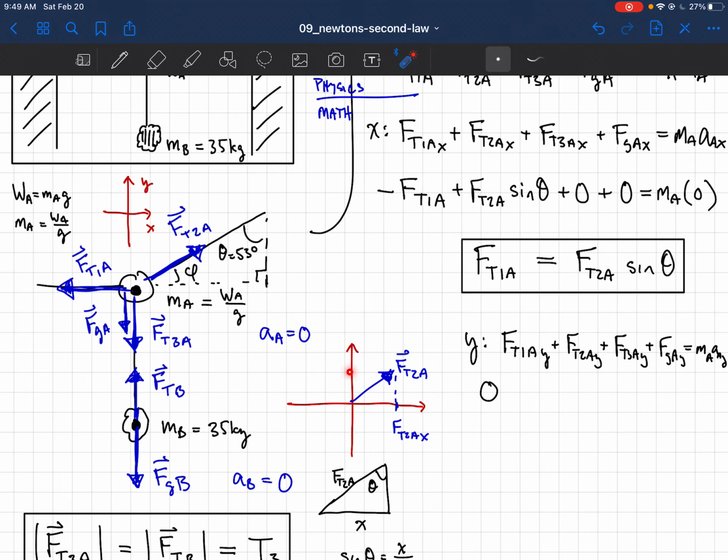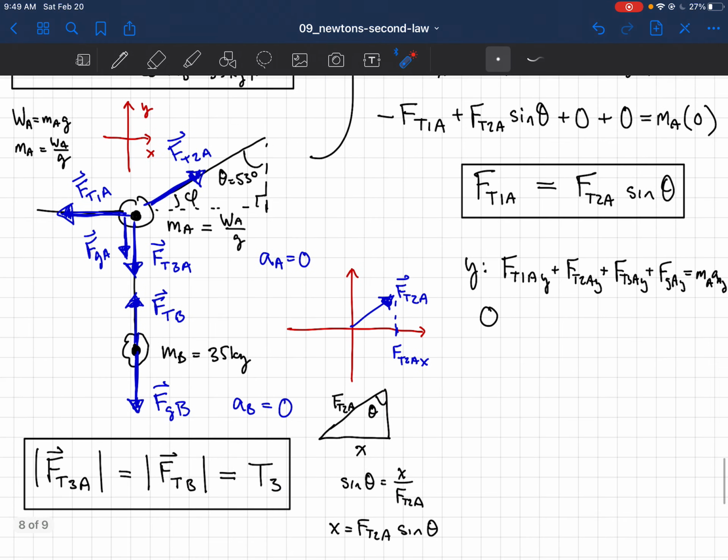FT2Ay, well, that was this vector. It has a positive y component. That's going to be this number right here, and that will be found from this side. So that means if this was a sine theta equation, then it will be a cosine theta. So I'm just going to write it. You should probably write it out yourself. It's going to be FT2A times cosine of theta because of this triangle here.